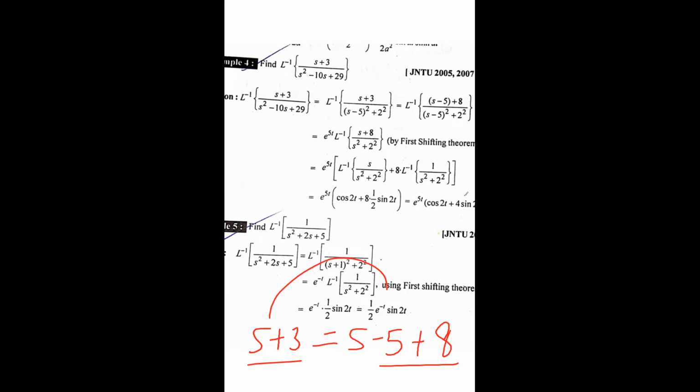Why not write plus 3 as 2 plus 1, or 4 minus 1? Because the denominator combination of s is strictly s minus 5, so the numerator combination of s is also converted as s minus 5 only, not as plus 1 and not as 4 minus 1. The denominator is fixed, so the numerator must also be changed to the same combination. So s plus 3 is converted as s minus 5 plus 8.